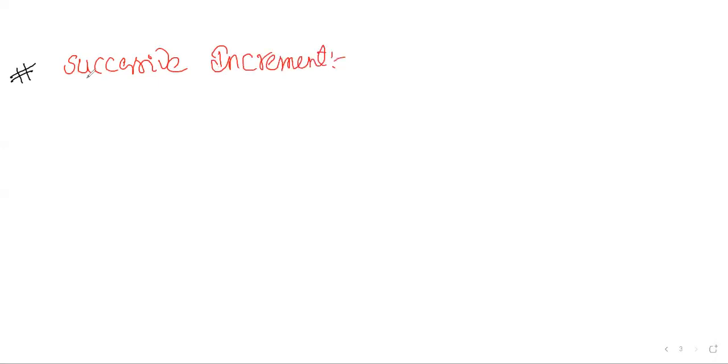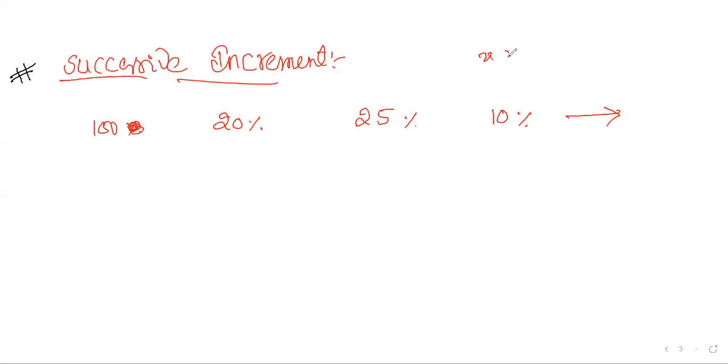Let's see a number 100. It is first increased by 20%, again increases by 25%, isn't it? Again increases by, let's say, 10%. Then what is the net increment? If you are using the formula x plus y plus xy by 100, it takes much time. But when you consider a shortcut, let's see 100, right? This 100 is first increased by how much percent?